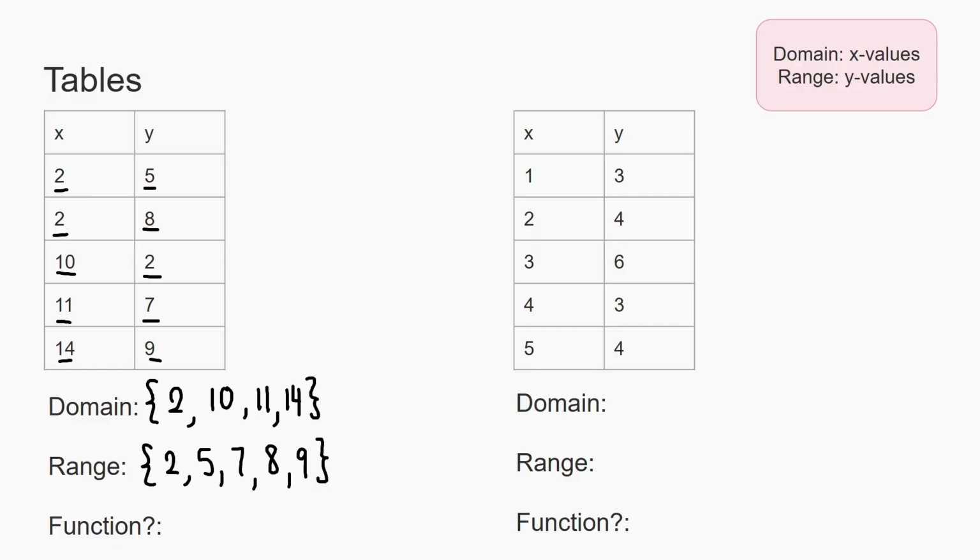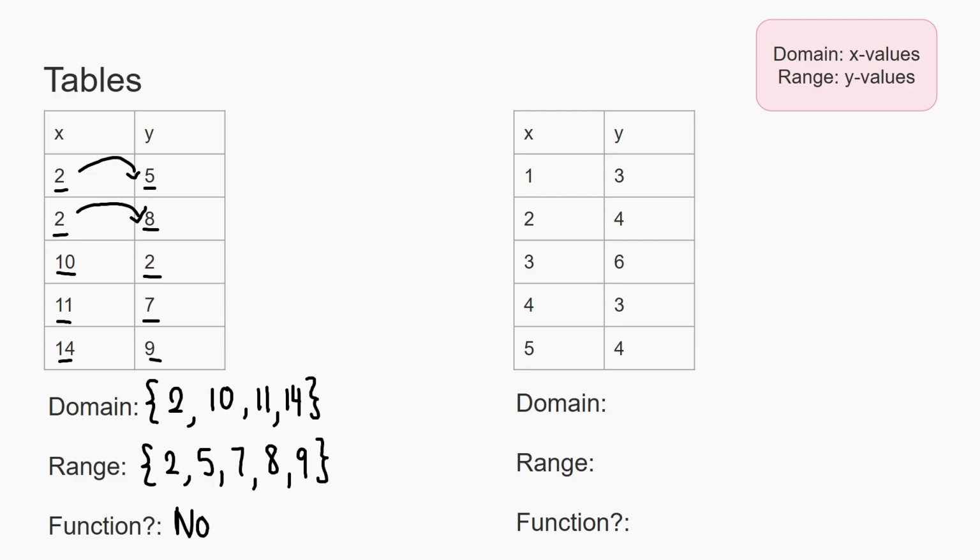Now, is this a function? No, this is not a function. Because for a function, each input can only map to one output. And as you can see here, 2 maps to 5, and 2 also maps to 8. So this is not a function. Now, let's go to our next question.